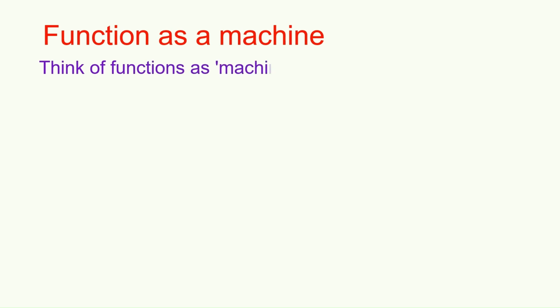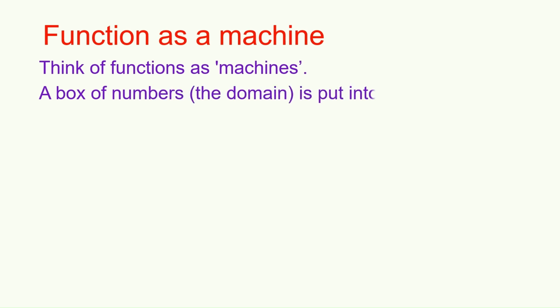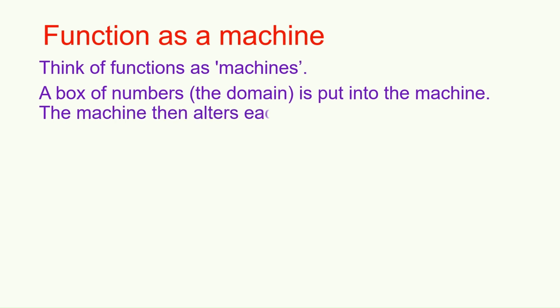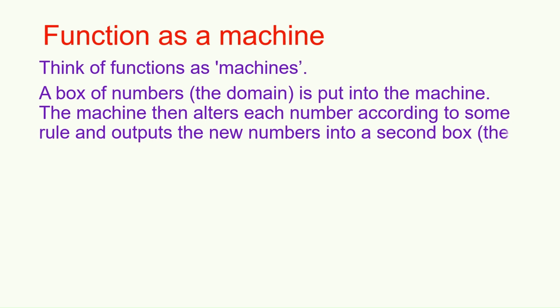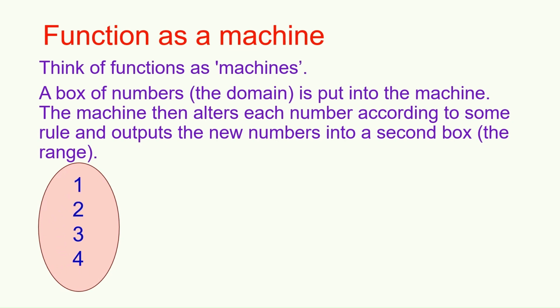Function as a machine. Can you think of functions as machines? A box of numbers, the domain, is put into the machine. The machine then alters each number according to some rule, and outputs the new numbers into a second box, the range.